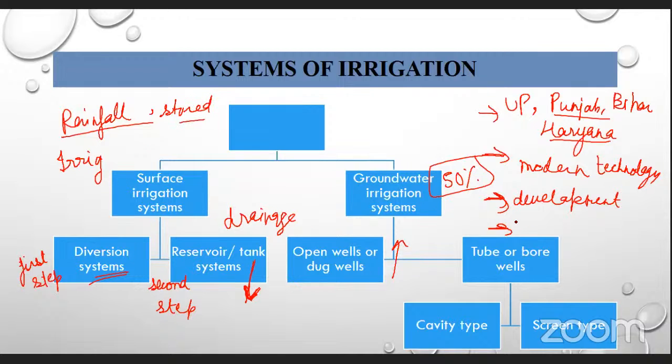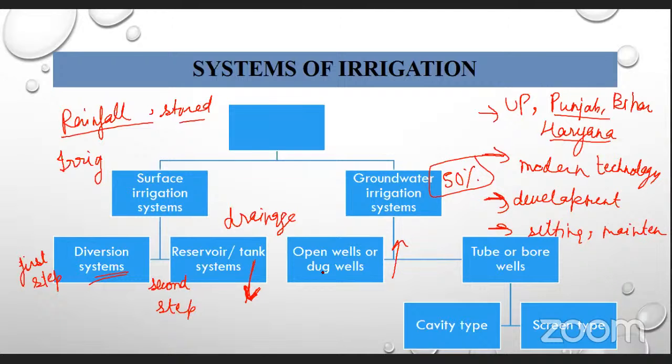But in groundwater, there are no such constraints, and rainfall does not play a very important role in the groundwater. And also there is no silting problem, and maintenance is not that high in the groundwater. We just have to dig the well and use that water.